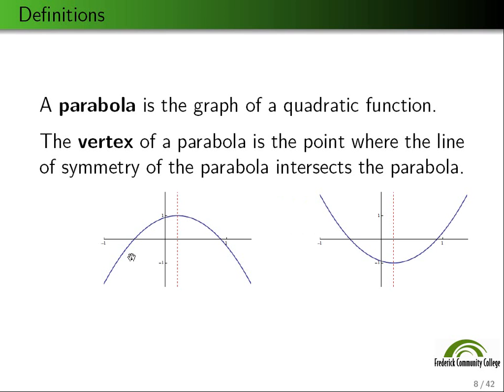I like to think of the vertex as the peak. It's the top of this one. It's the maximum output of this function. Then over here, on one that opens up, the vertex is the minimum. Again, on one that opens down, the vertex is the max up here. That point is the max. And when it opens up, the vertex is that min.